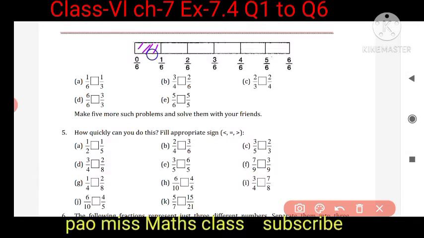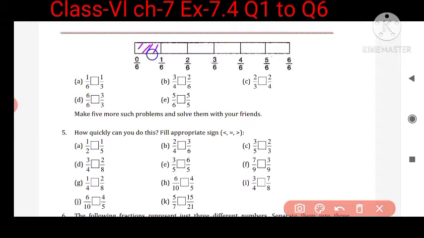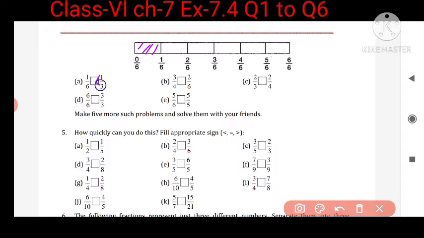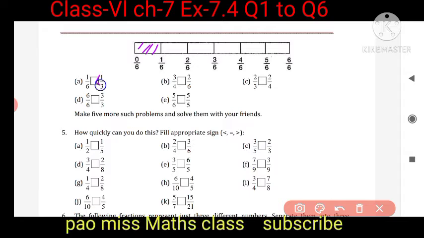Now between these two chocolates, which will be greater? 1 upon 3 is greater, isn't it? So you will put this sign. 1 upon 3 is greater. So I hope you have understood.